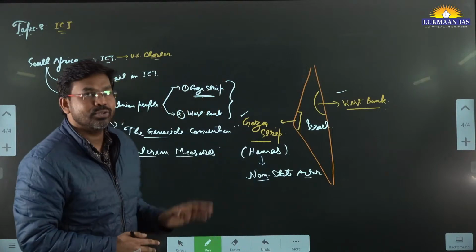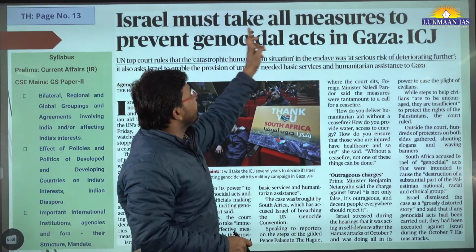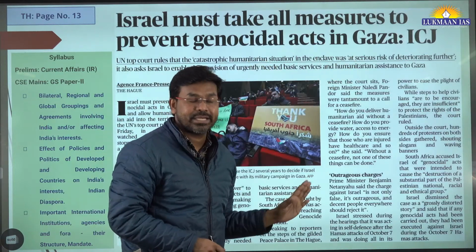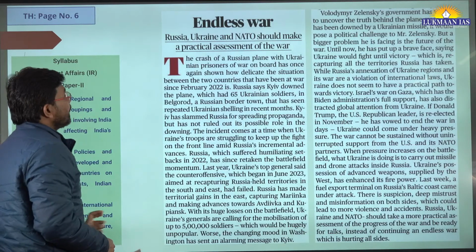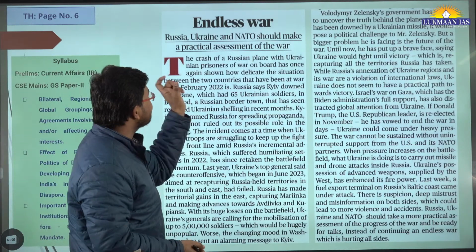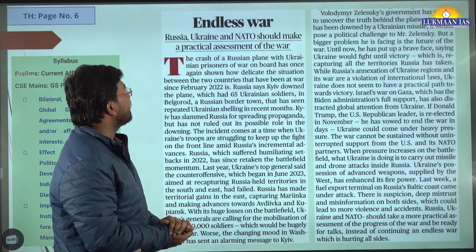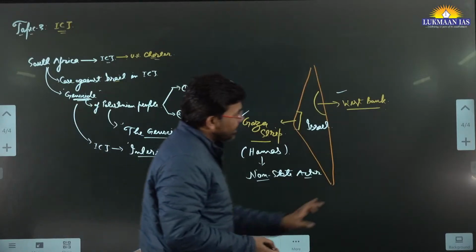All right. So this is the article. Finally it says Israel must take all measures to prevent genocidal acts in Gaza. That has been said by the International Court of Justice. All right. So with this, let us quickly move to another article. It says endless war. Russia, Ukraine and NATO should make a practical assessment of the war. So we will quickly understand about this topic.